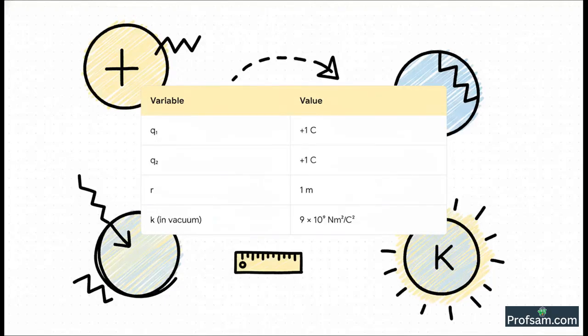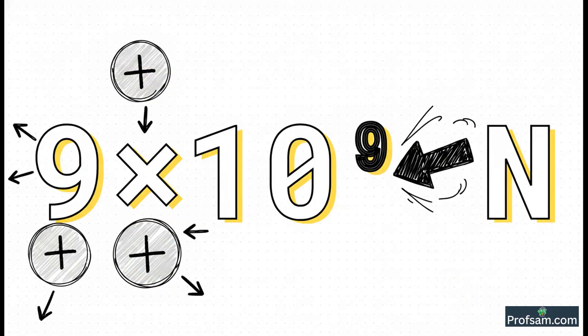So let's just put the numbers in our formula. Q1 is plus 1 Coulomb. Q2 is also plus 1 Coulomb. The distance R is 1 meter. And the value of K in a vacuum is 9 into 10 to the power of 9. Now we just have to substitute all these values into our formula. And when you do the calculation, what's the answer? A huge number. The force is 9 into 10 to the power 9 newtons.